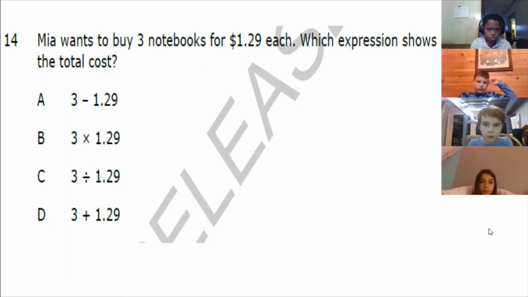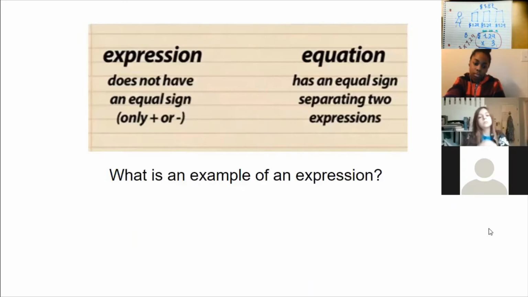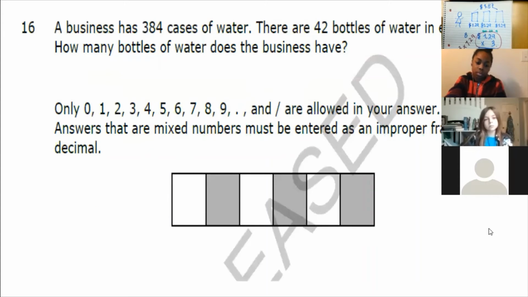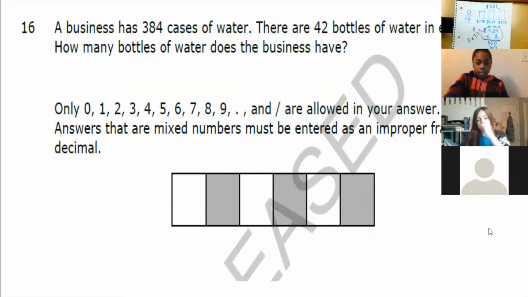Okay, great. Next group. So Isabella's answering the first question, and then Isaiah's answering the second question, and I'm answering the third and fourth question. Okay, sweet.